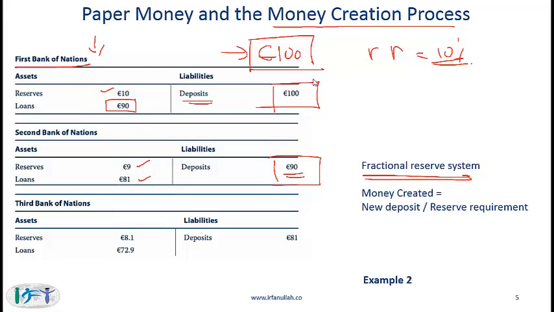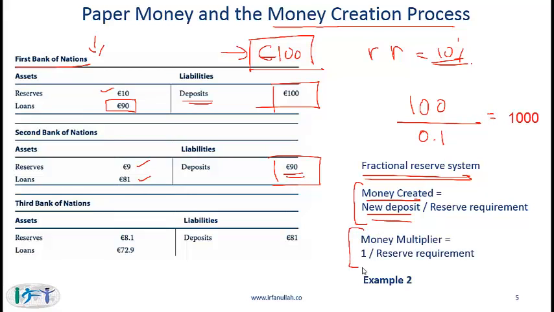So how much money is created? There is a long mathematical proof for this, but all you need to recognize is that the amount of money created is equal to the new deposit, which is 100, divided by the reserve requirement, which is 10% in our example. This needs to be expressed as a decimal. So the money created is equal to 1000.